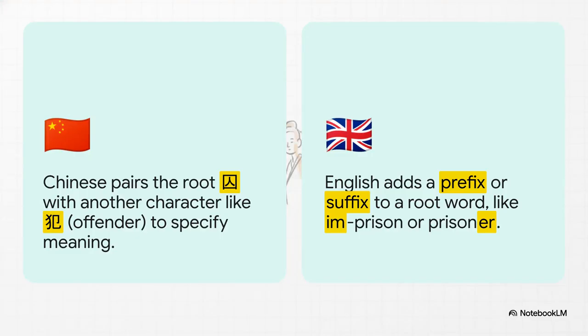Think of qiu as the root word prison. In Chinese, you add another character, like fan, to specify the person. In English, we just add a little suffix to the end, to get prisoner. Same idea. To specify the action, Chinese adds a character like jin, while English adds a prefix to the beginning, im, to get imprison. It's the same fundamental logic, just expressed in a more visual way.